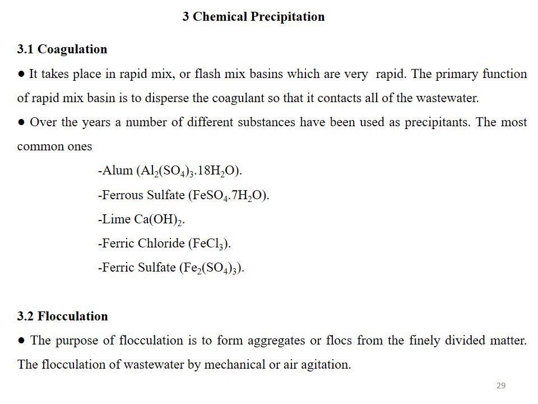The second method used in chemical precipitation is flocculation. The purpose of flocculation is to form aggregates or flocs from the finely divided matter.